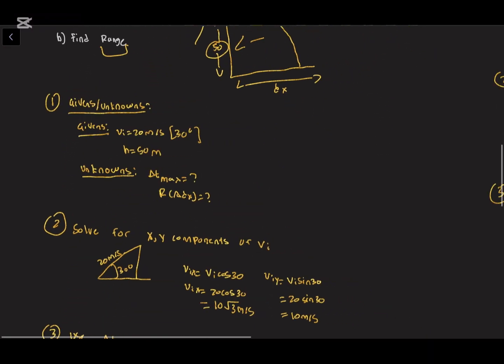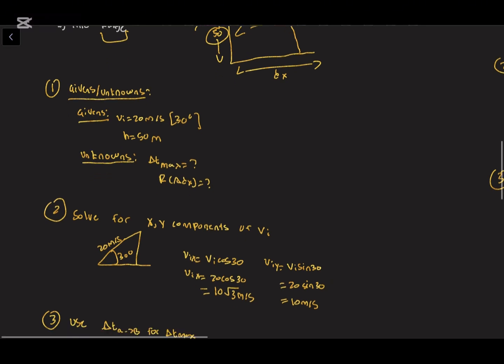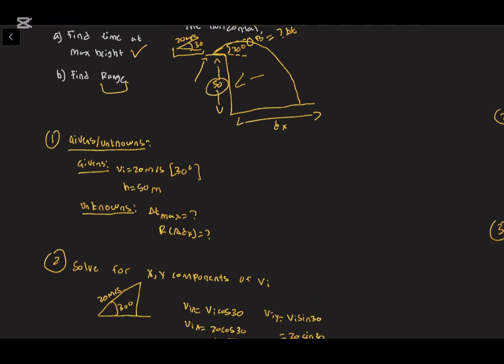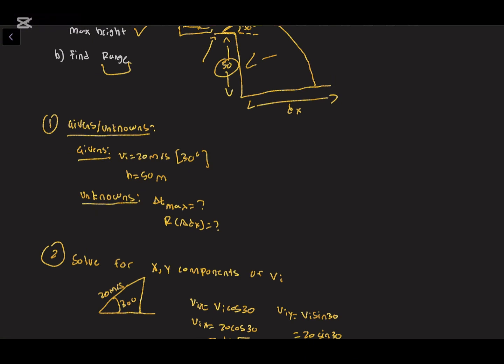So again, like how I approach every single problem, I write my givens and my unknowns first, and I highly recommend you guys do the same. Start with your givens and unknowns because it helps you track your solution as you go. So what am I given here? I'm given my Vi, which is 20 meters per second at a 30-degree angle, and I'm given my initial height, which is h, or the height of the cliff, which is 50 meters.